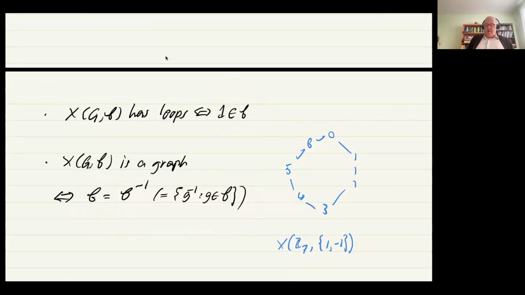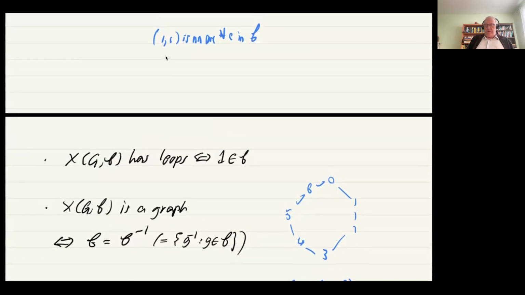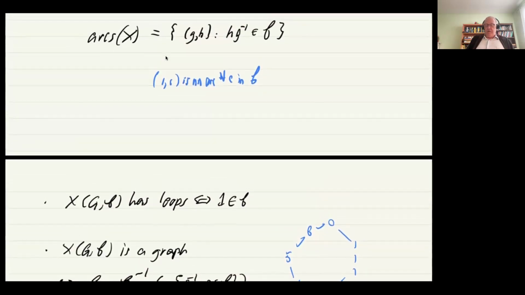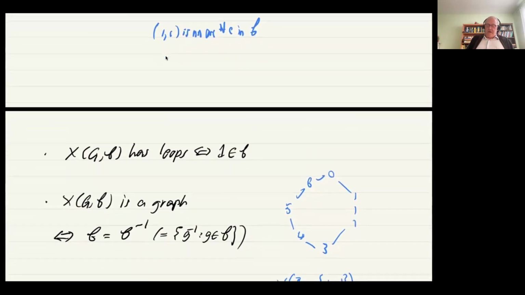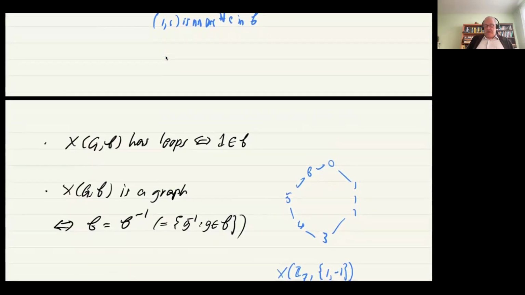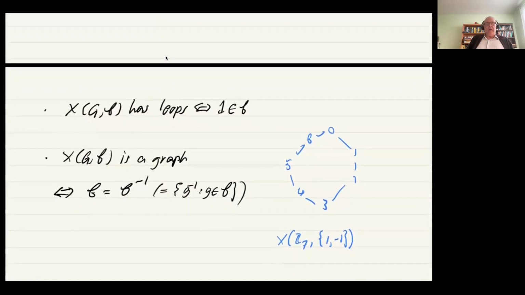Now, generally, I'm writing the group multiplicatively. If you're working with an abelian group, then often you would use addition. And in that case, you don't want the 0 element in C. Okay. Any questions at this point?